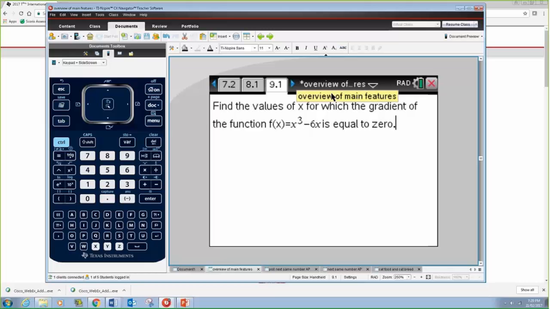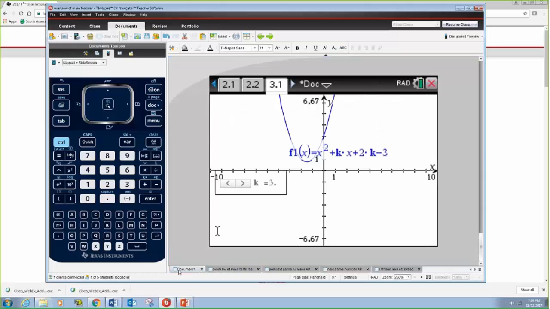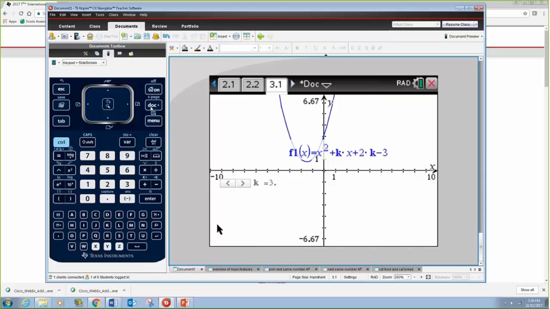So for what values of x, find the values of x for which the gradient of the function is equal to 0. So of course the students should be able to differentiate 3x squared minus 6 is 0 and then try to solve. On the exam they will ask for the derivative, but how they actually find when the gradient is 0 is open. So let's see what would be the easy way of doing that.